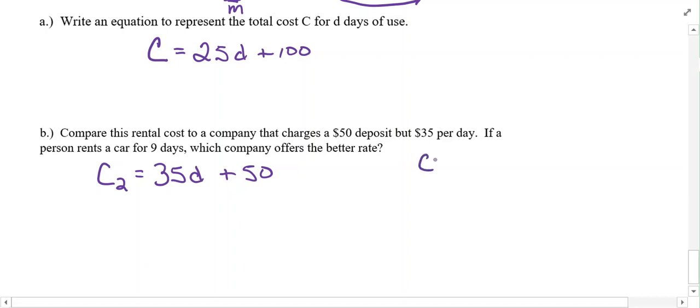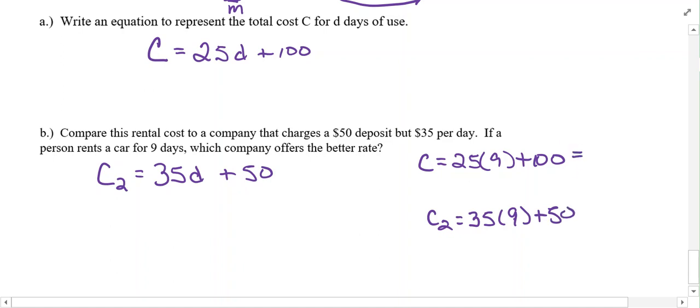So looking at the first one, we would have C equals 25 times 9 plus 100. And looking at the second one, we would have 35 times 9 plus 50. So the first company would charge us $325 for those 9 days. And the second company would charge us $365 for the 9 days. So the first company has a better rate for a 9 day rental.